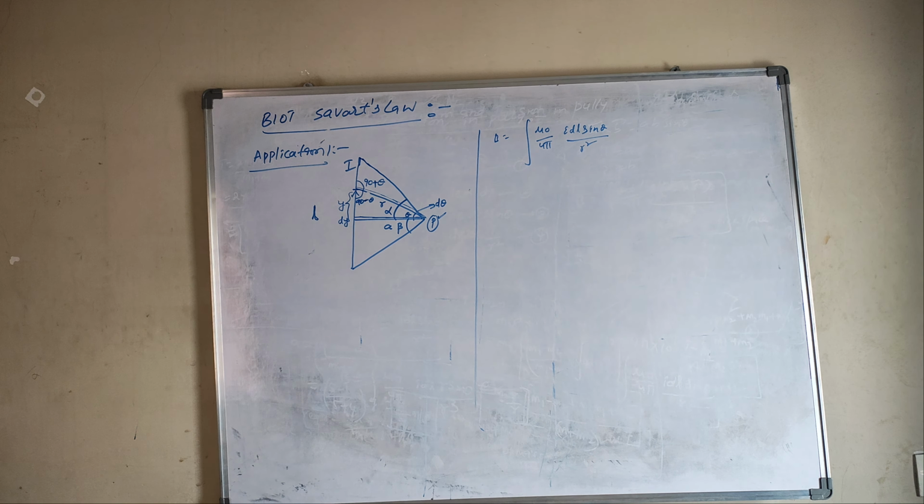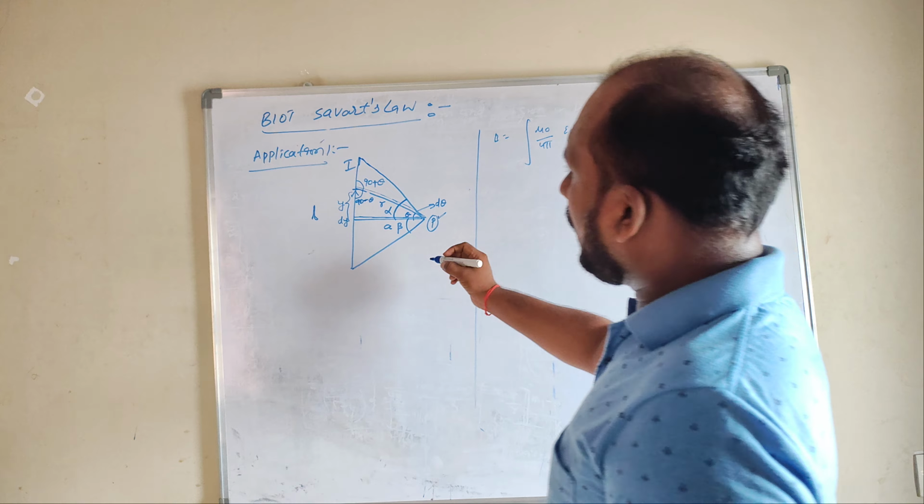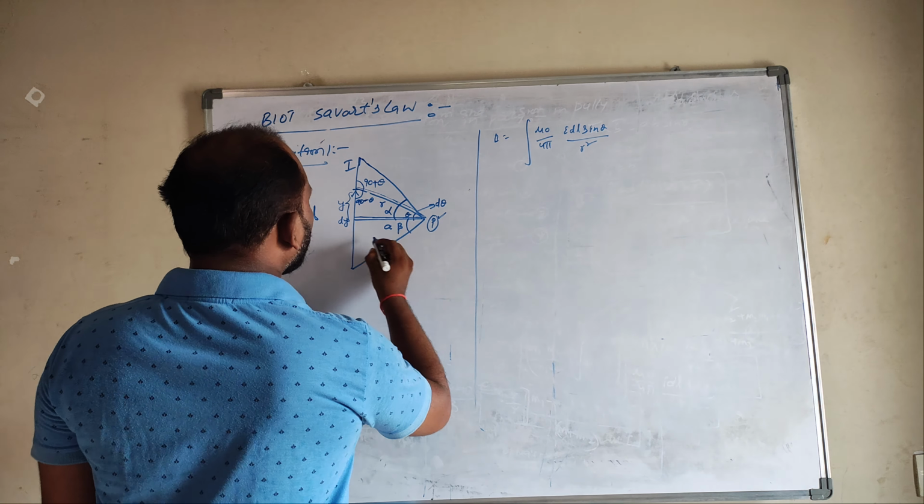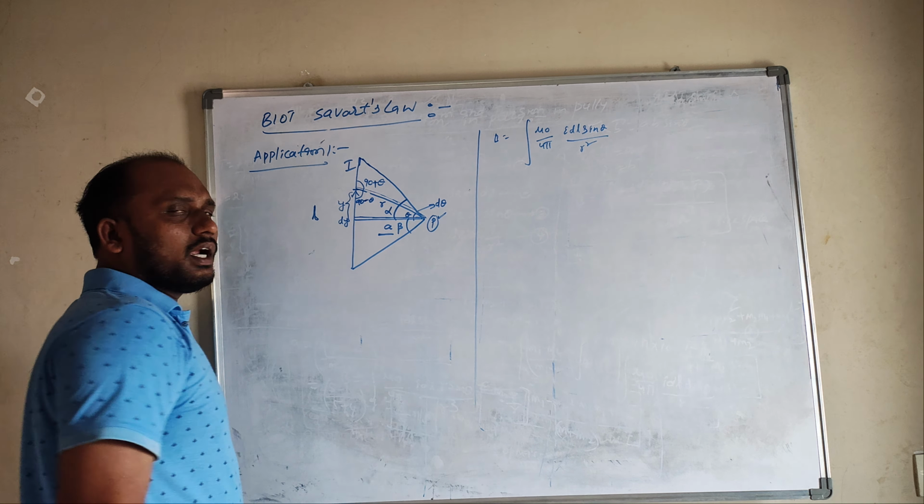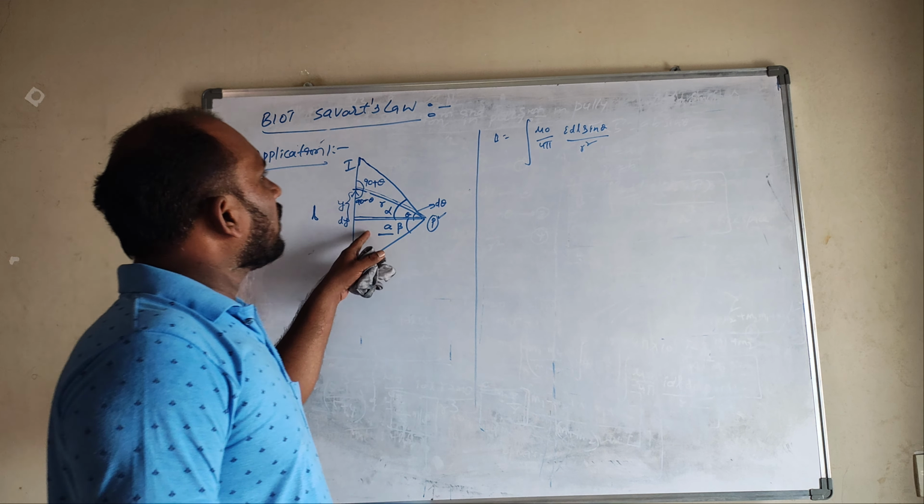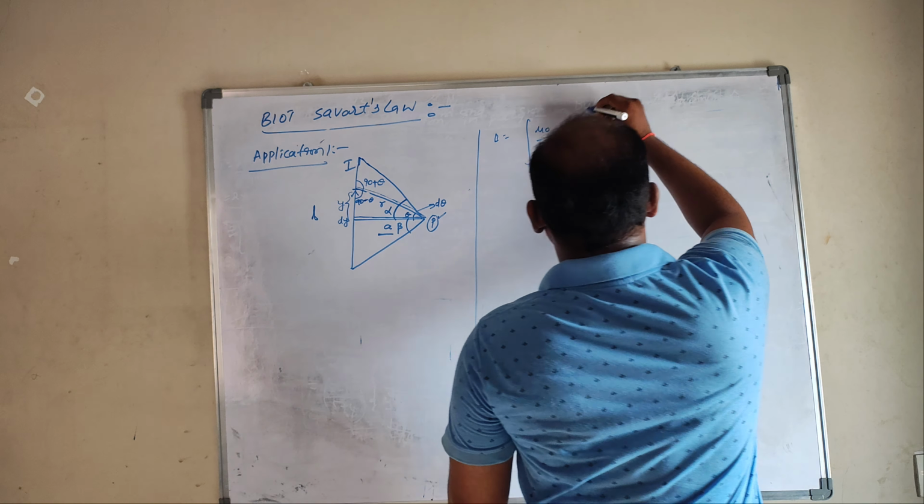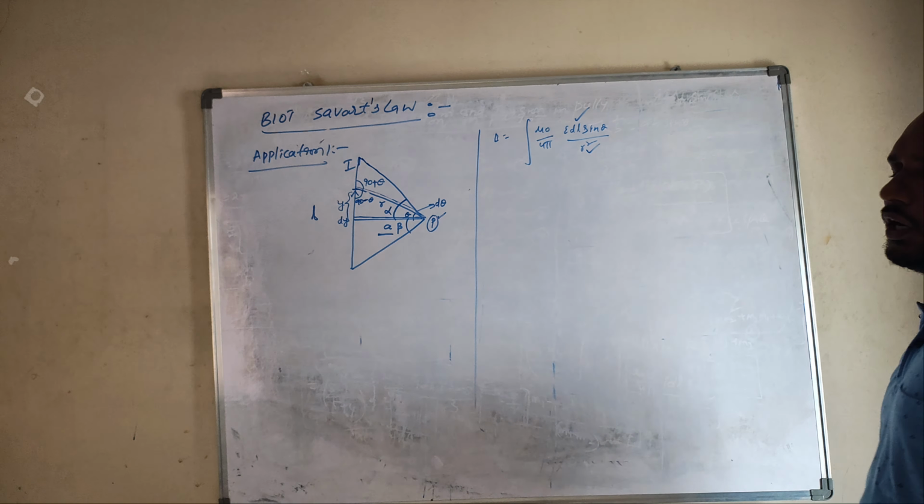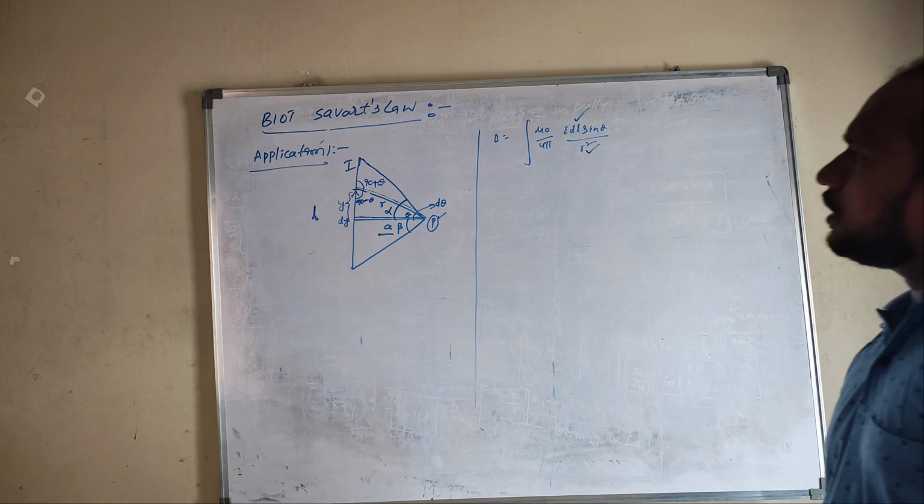But r I don't know. Here I know only a. The particle has a perpendicular distance a to the conductor, that a I know, but I don't know the y value, and I also don't know the dl value. The dl value I don't know, the r value I don't know. So for that we want to calculate, guys.